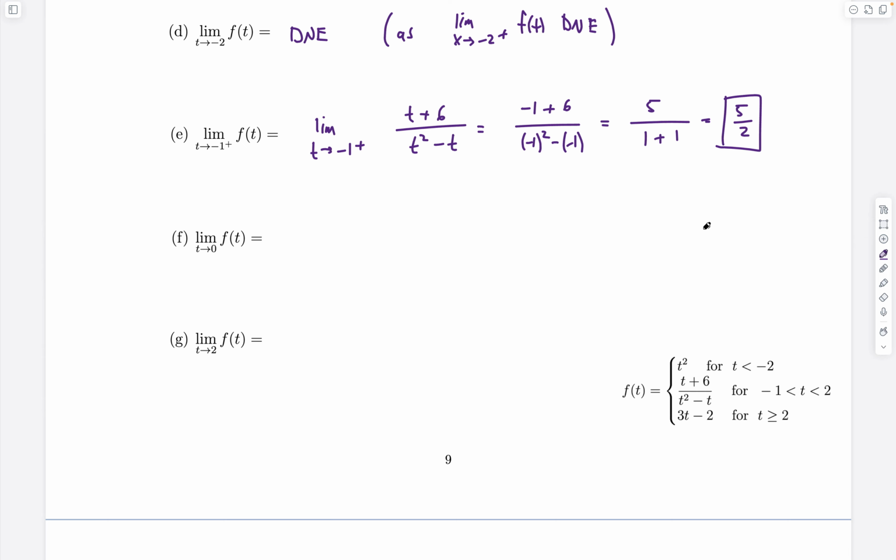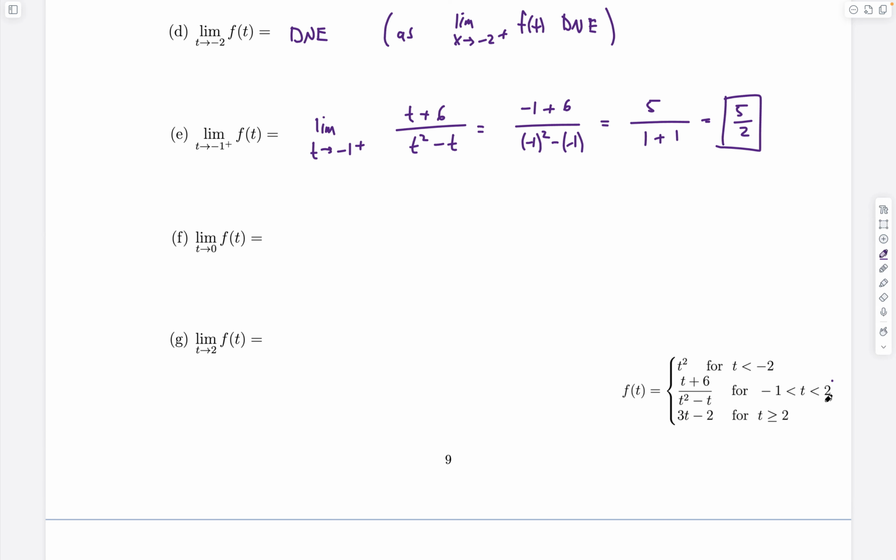Okay? So the limit from the right side there is 5/2. We tackle f now. What happens when I go towards 0? Well, 0 is going to be this middle expression, right? So 0 is between -1 and 2 for t values. So I'm going to use this.